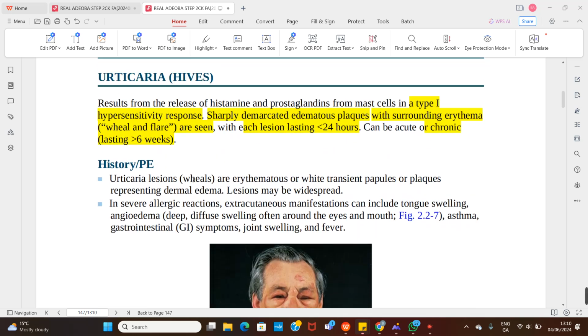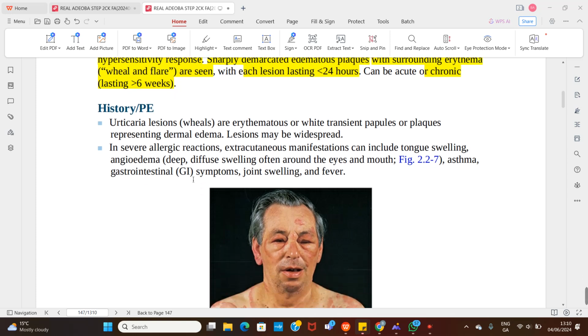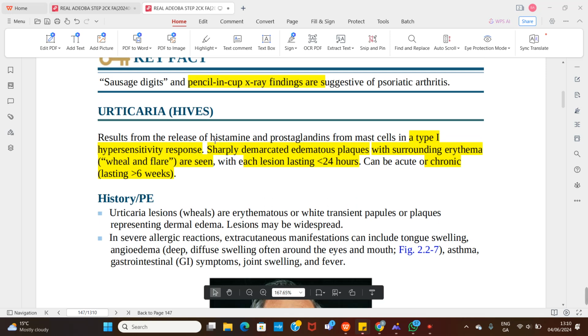We have to talk about the pathophysiology, how it happens, because it can be tested in questions. We have talked about the fact that it is a type 1 hypersensitivity response. So that means that definitely this is IgE mediated, right? It is IgE mediated. And we know that IgE cross-links on the mast cells and the basophils, causing degranulation of the mast cells and basophils, making them release the histamine majorly, as well as the prostaglandin.